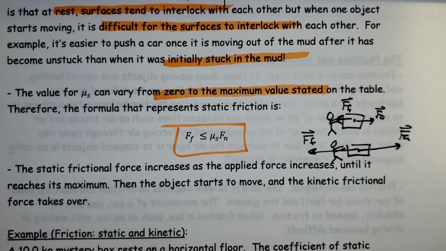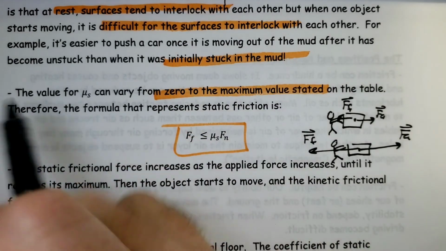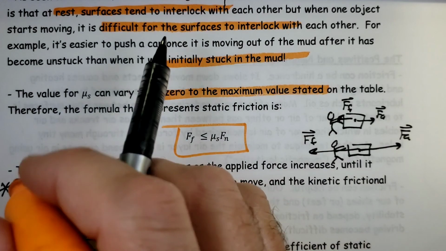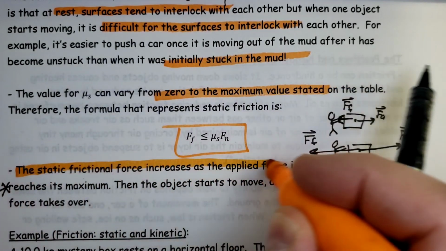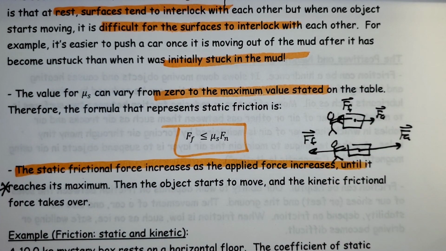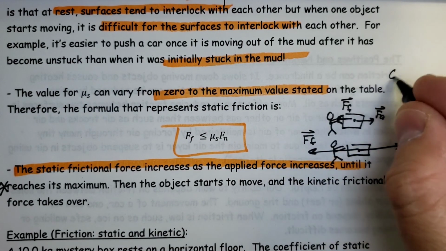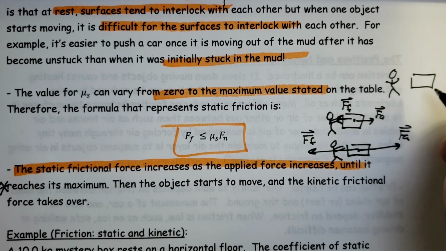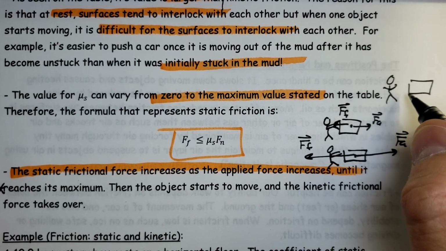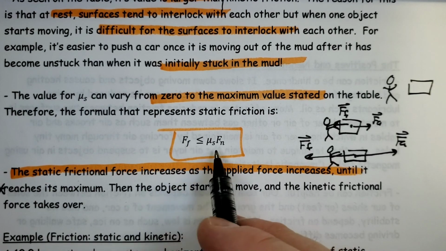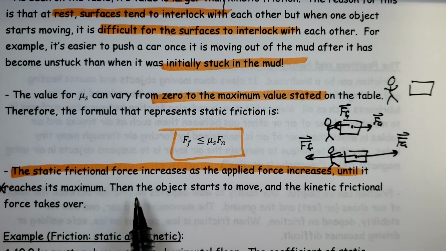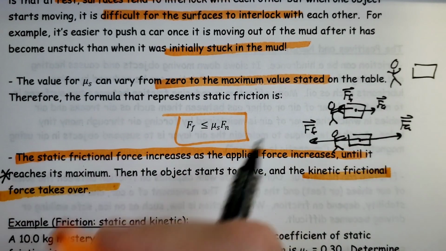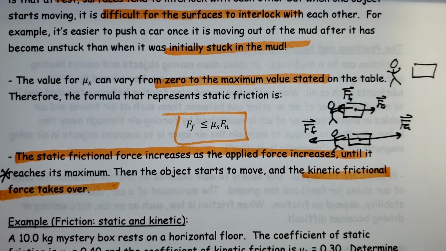So the static friction force increases. Let me put a star beside here. It increases as the applied force increases. Hopefully that makes sense, because if I wasn't pushing at all, there would be no friction. If I'm just standing here, I'm not applying a force, so there's no friction force. So it ranges from 0 to some maximum value. When the object starts to move, we'll see that kinetic friction takes over, and we'll take a look at that in the next video.